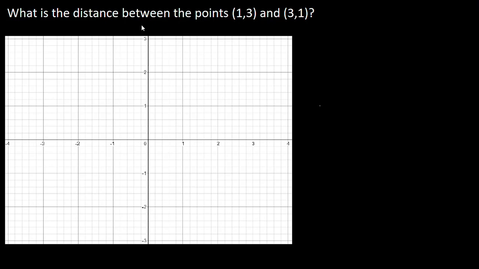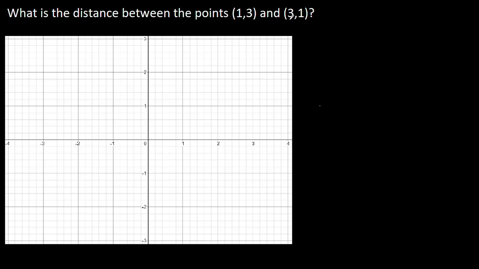In this video, we're going to talk about how we can measure distances between points that don't share an x or y. We're going to do this just like we did before by framing it as an example question. In this case, we're going to look at the distance between the points (1, 3) and (3, 1).